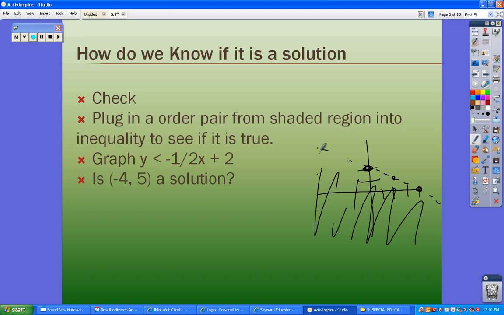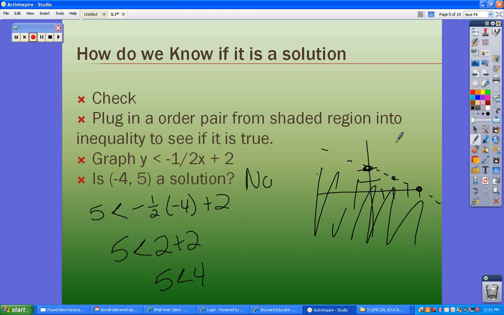That would be here. It'd be kind of hard to tell if it's in the shaded region, so I should go ahead and check it algebraically. 5 less than -1/2 times -4 plus 2. Is 5 less than 2 plus 2? No. 5 is not less than 4. That is not a solution. So that will be in the unshaded region, non-shaded region, I don't know, whatever you want to say.